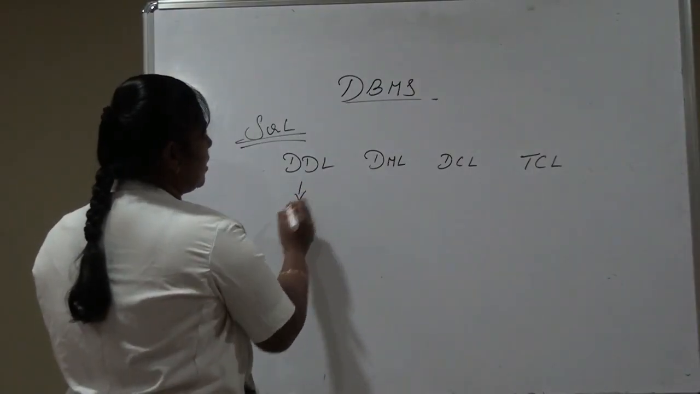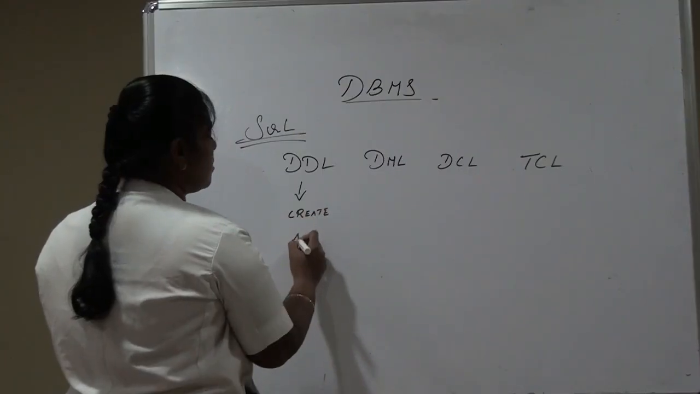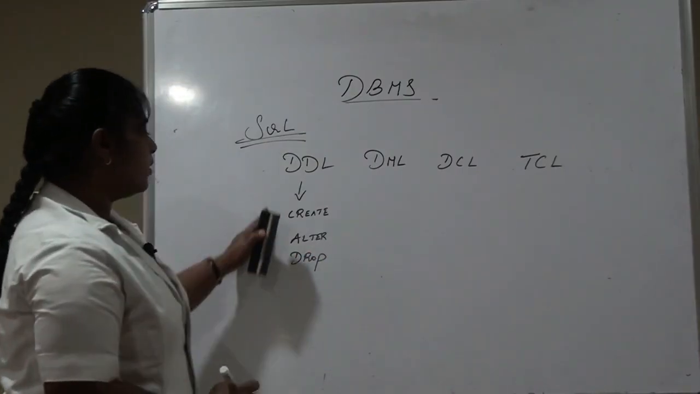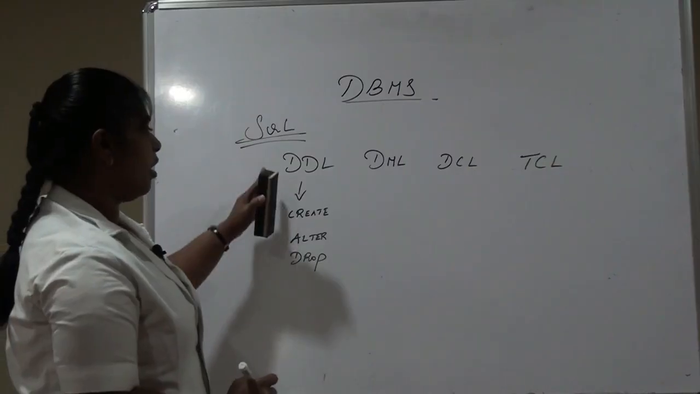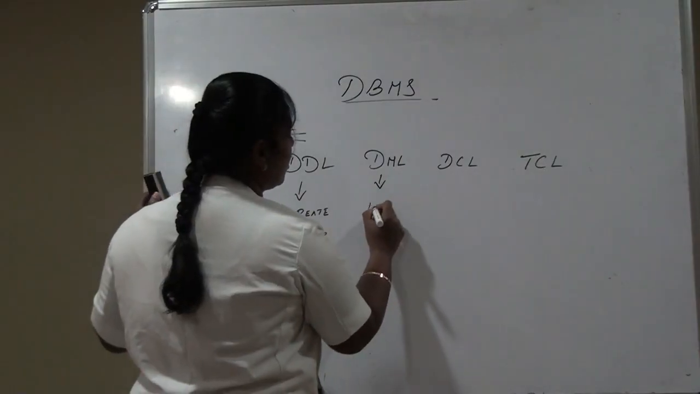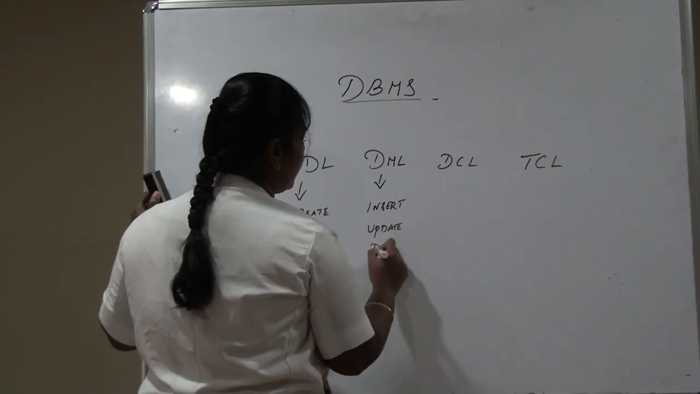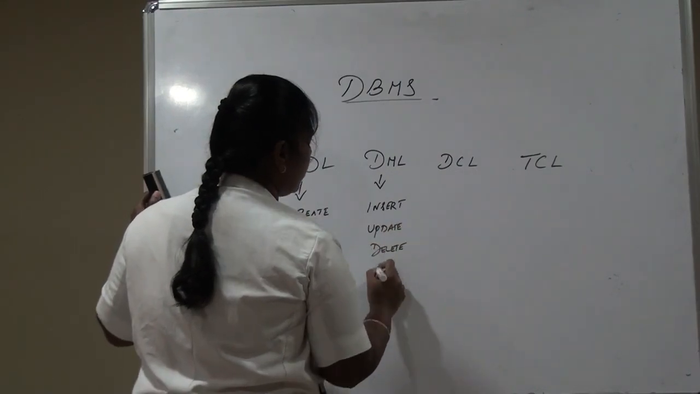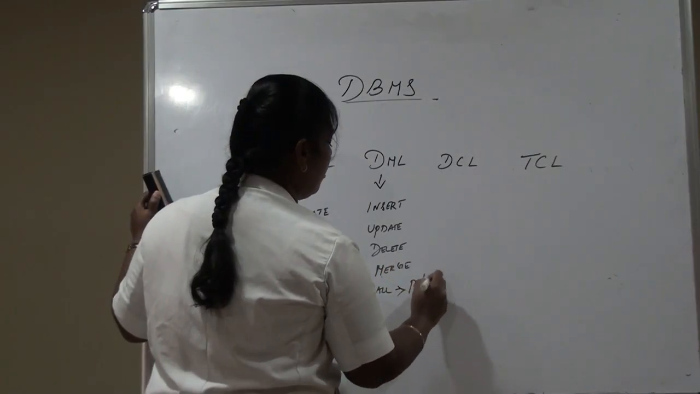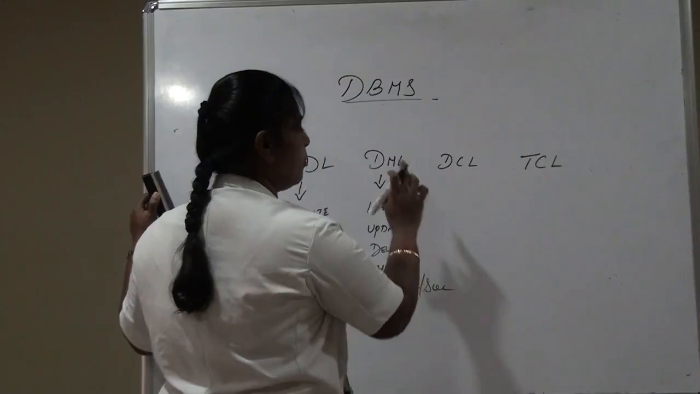Here DDL consists of create, alter, and drop. These are the three main queries you write for the data definition language. Next, data manipulation language. Here you insert, update, delete, merge, and call PL/SQL. You call routine programs with the help of DML.